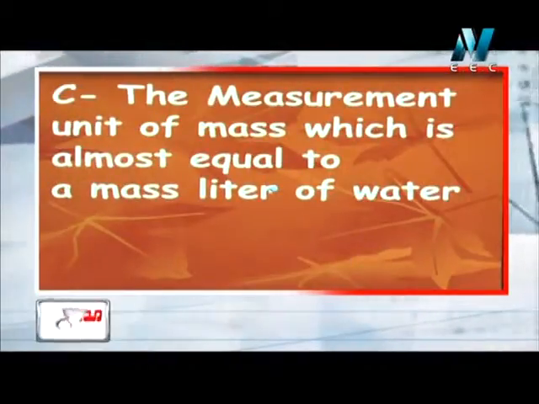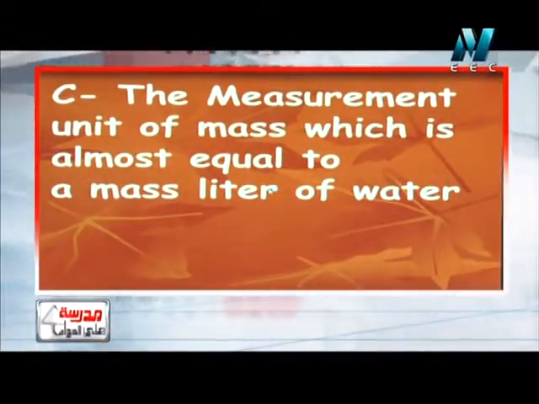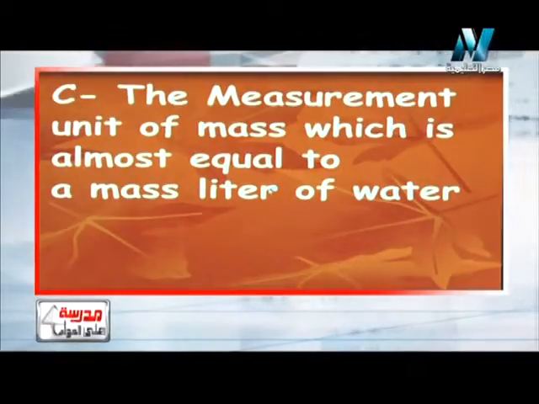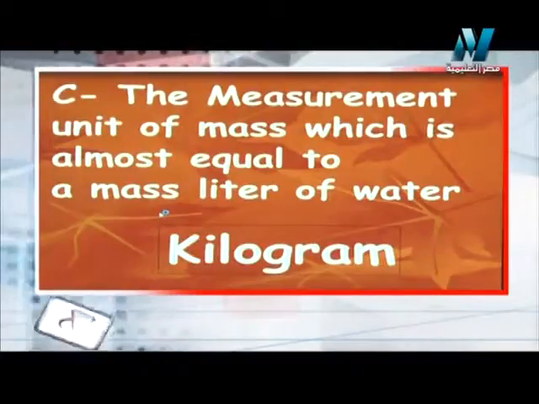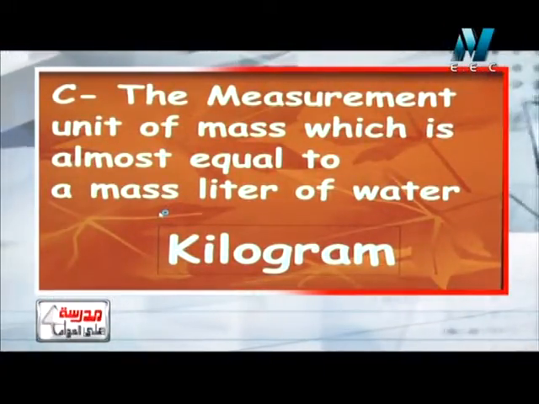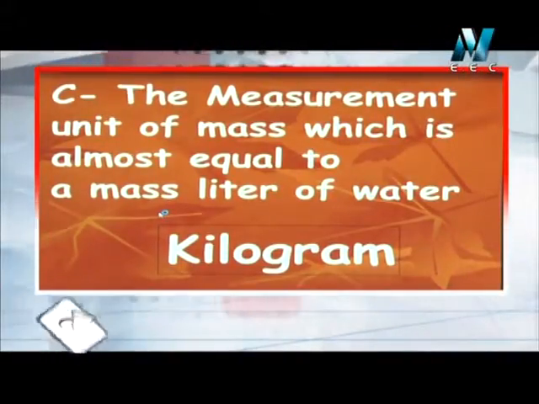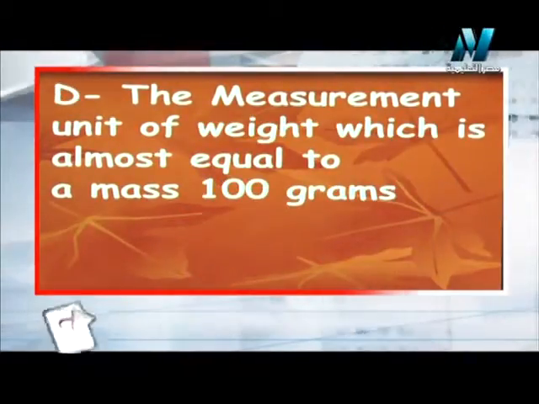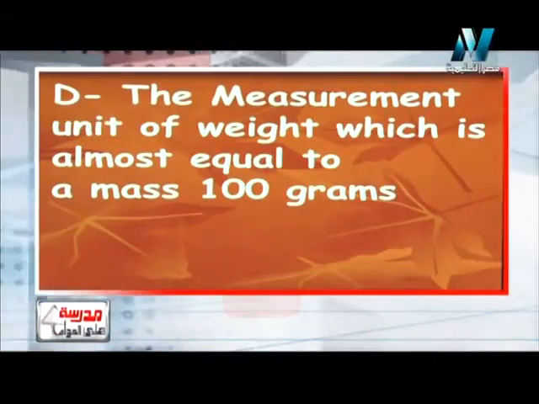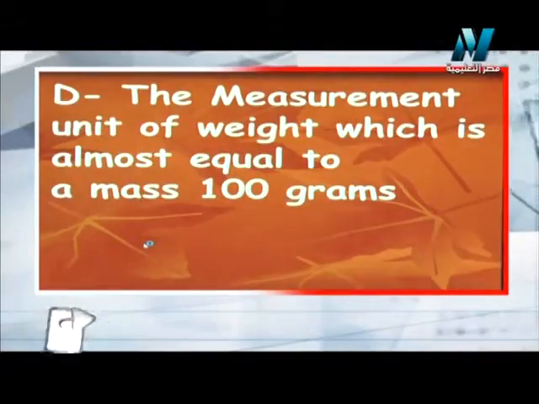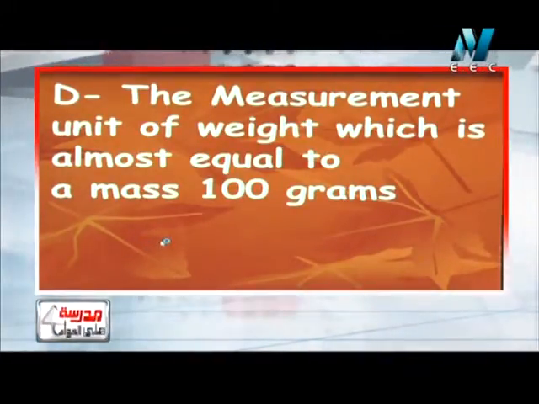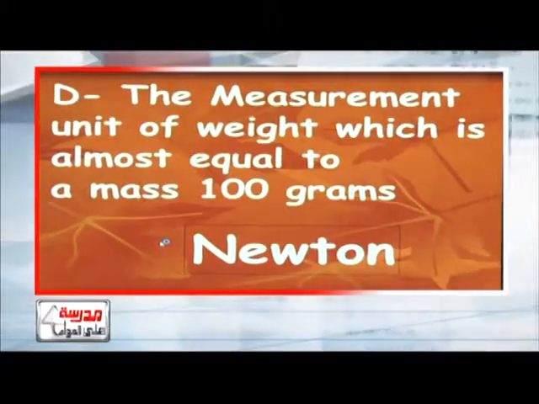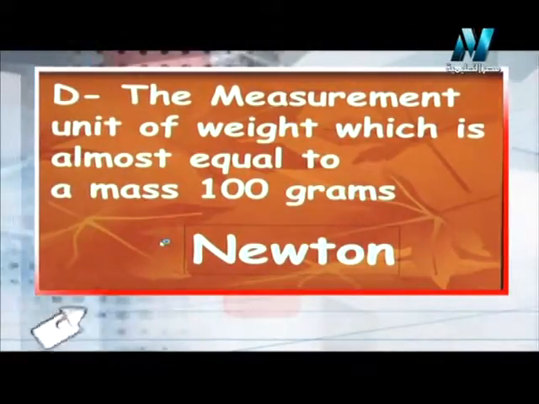Another question. The measurement unit of mass, which is almost equal to the mass of a liter of water. I think it will be kilogram. Kilogram is a measurement unit of mass, which is almost equal to the mass of a liter of water. Another question. The measurement unit of weight, which is almost equal to a mass of 100 gram. I think we have studied only one measuring unit for weight, which is Newton. It will be Newton.